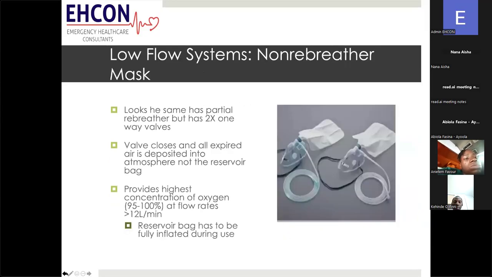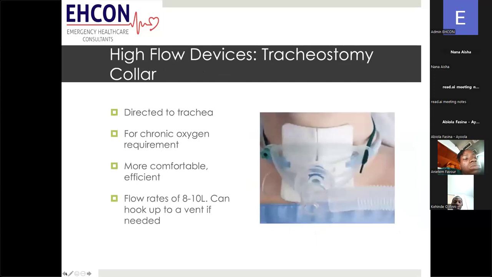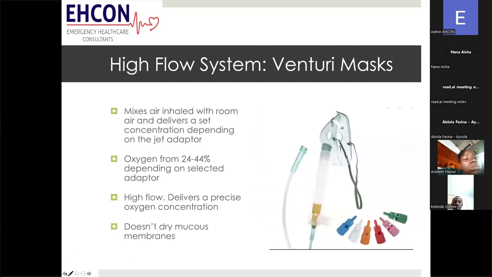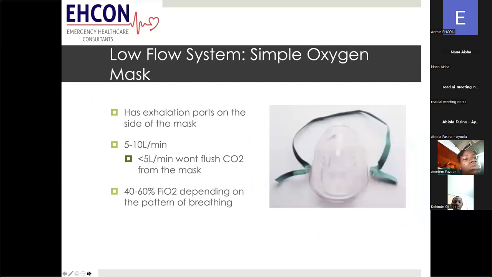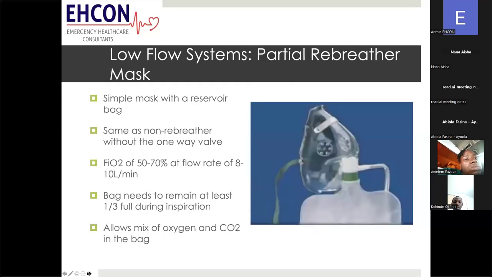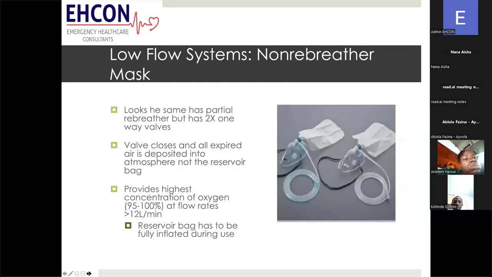The next one we're going to talk about is the non-rebreather mask. As you can see, the non-rebreather mask looks almost the same as my partial rebreather right here. The difference is a little bit of the way it's built. The non-rebreather, like the partial rebreather, actually has two one-way valves. There's one here, and there's one here at the exhalation port.